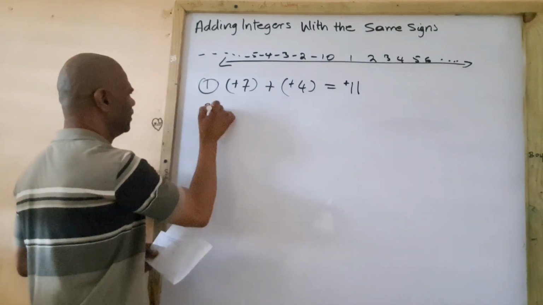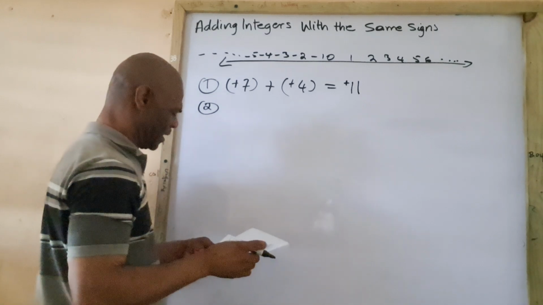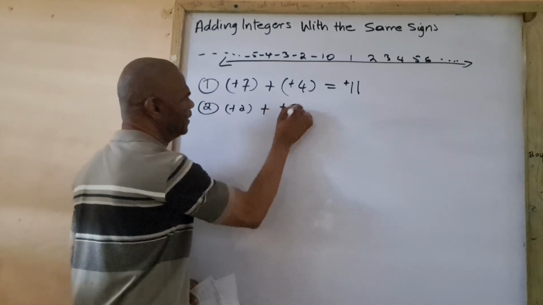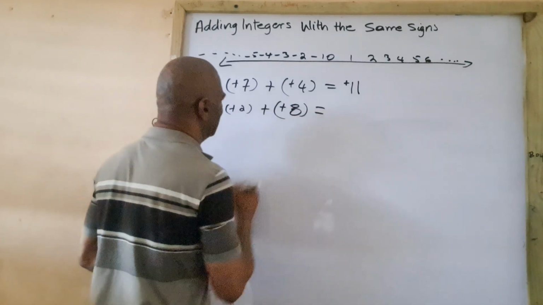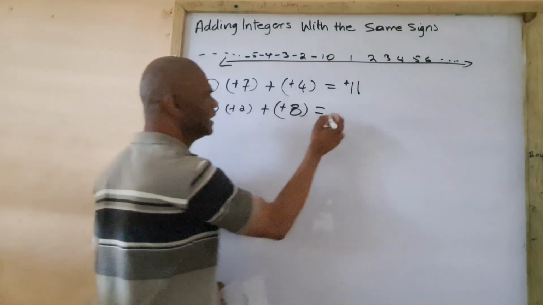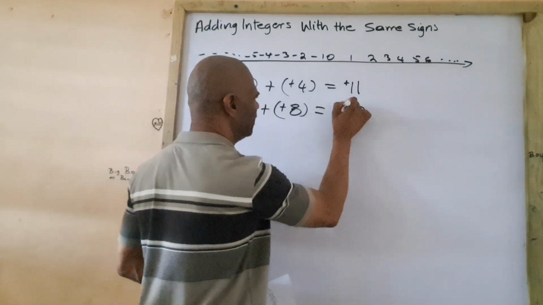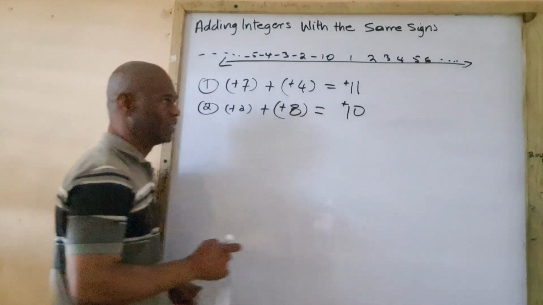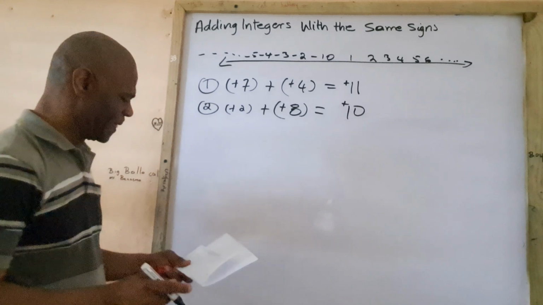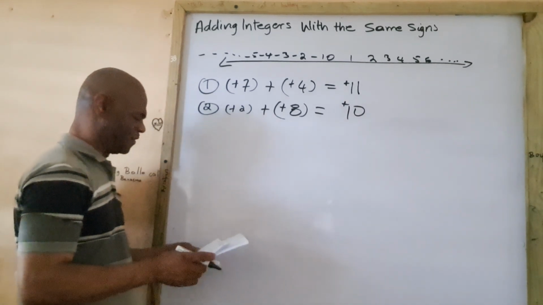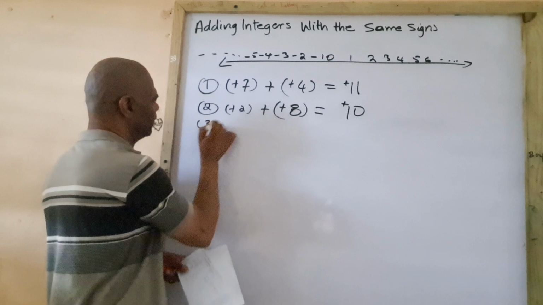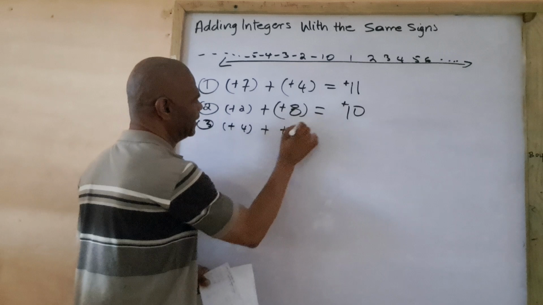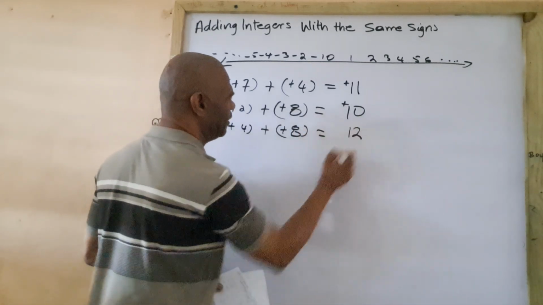Now let's look at this one. So we have positive 2 plus positive 8. Right? And that will give us 8 plus 2 is 10. Right? Positive 10. If you notice, the signs are the same, so we add them. Right? And keep the sign. Now let's do another one. So we have positive 4 plus positive 8. And this would give us 12.